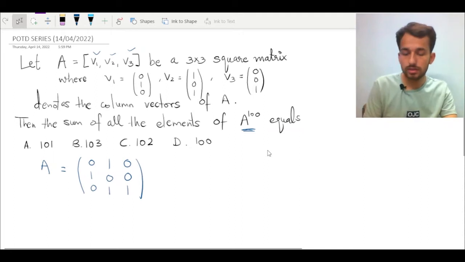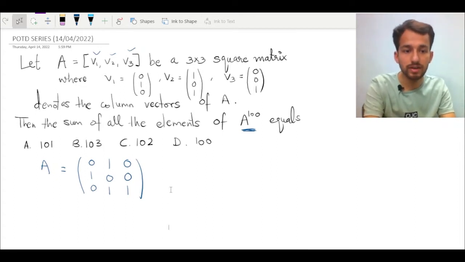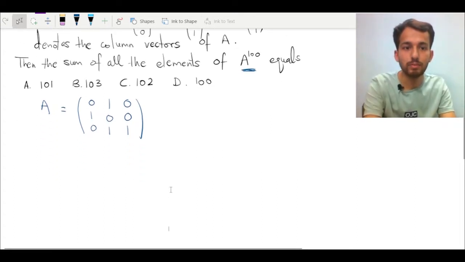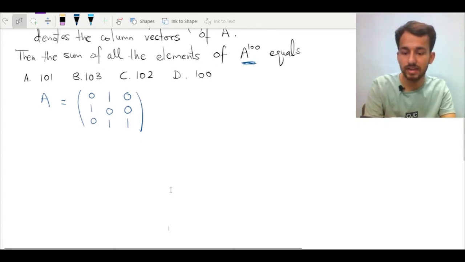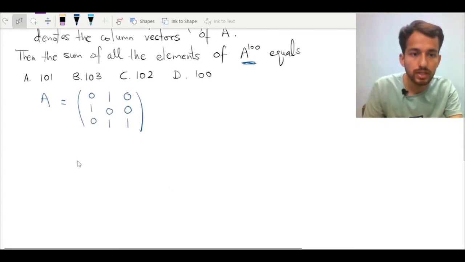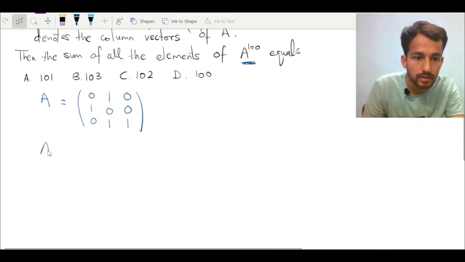Now, because we have to find the sum of all the elements of this matrix, in order to reach there, we have to compute the matrix product. That is, we have to multiply our matrix with itself and raise its power. So let's start by computing the square of the given matrix.